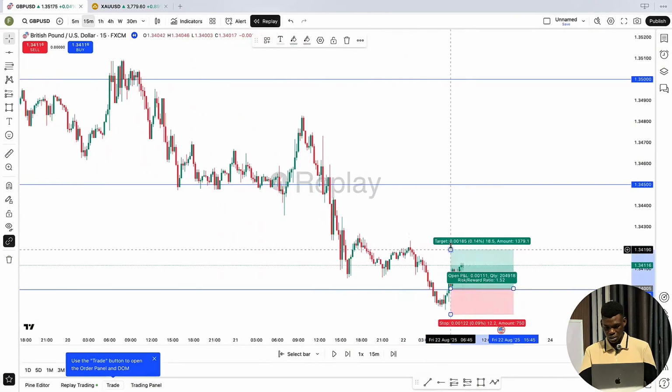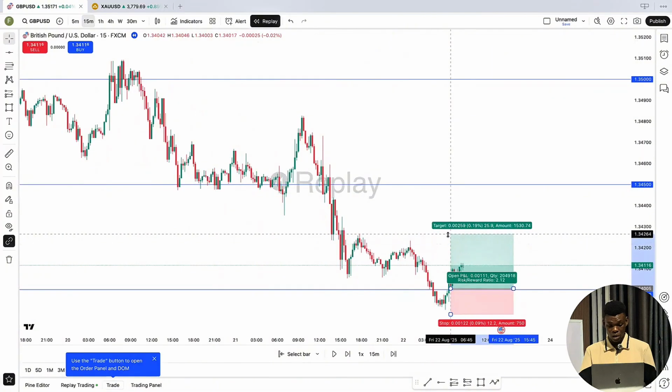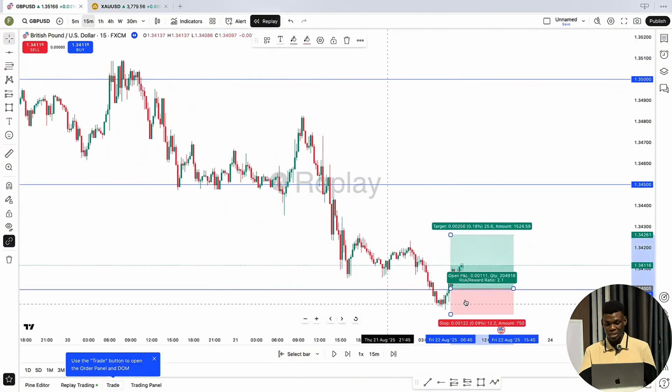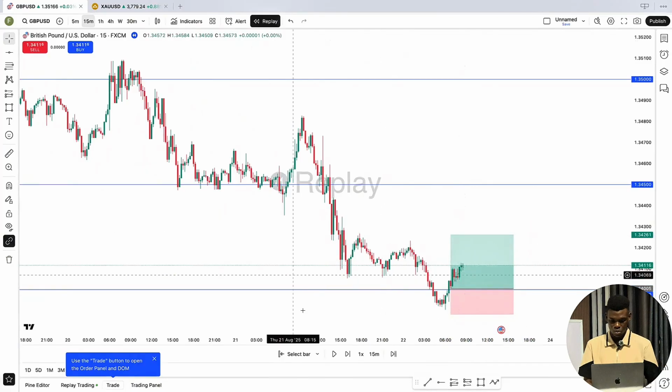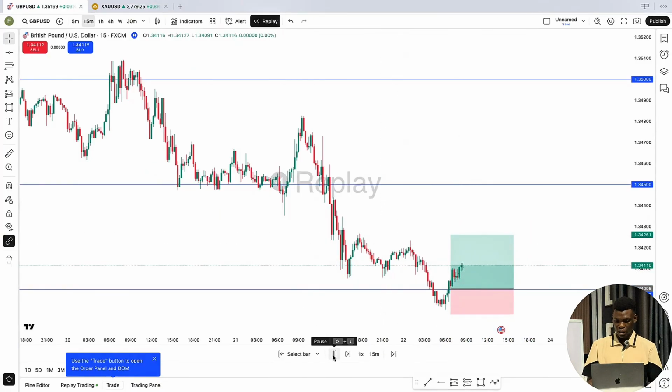And we calculate at least a target of 1 to 2. If we don't know how to use TradingView, we want to get familiar with it. This is like 1 to 2. That means I'm risking 12 pips to get 25 pips at least, minimum. Let me try and play back now. Play into the future and keep going. Okay, it's almost at our TP.